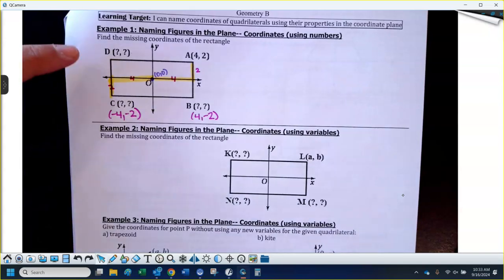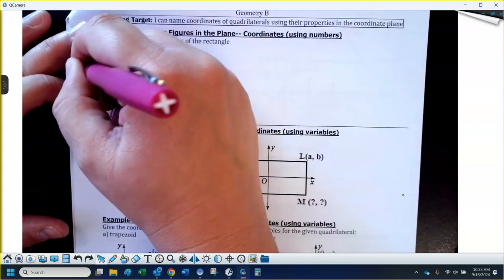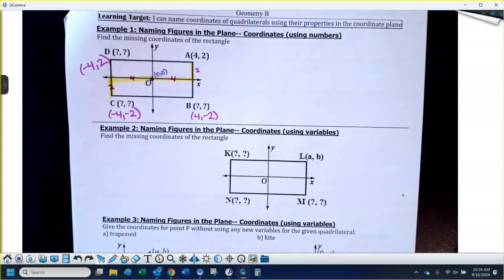Does anybody know what the coordinates of point D would be? Hannah, what do you think? Exactly. So this one would be negative 4, positive 2. Because again, you're going left, right? I go left 4, but then I go up 2. So left is the negative direction, up is the positive direction. Is anybody having a question about the numbered one?